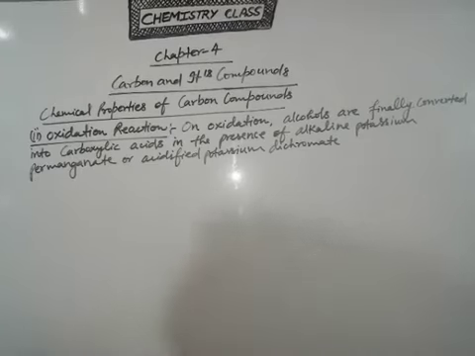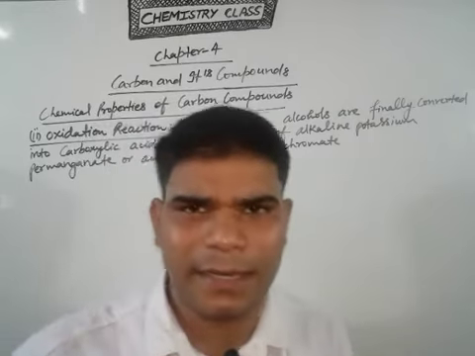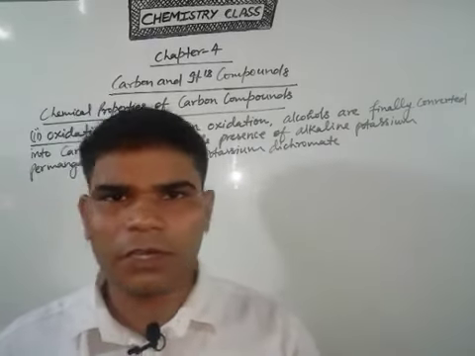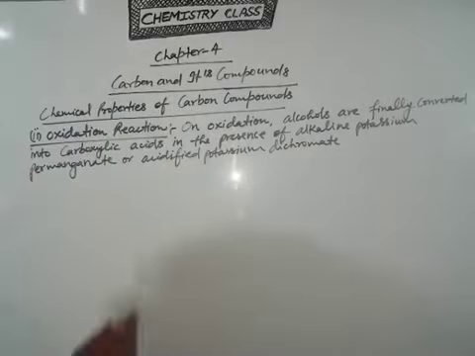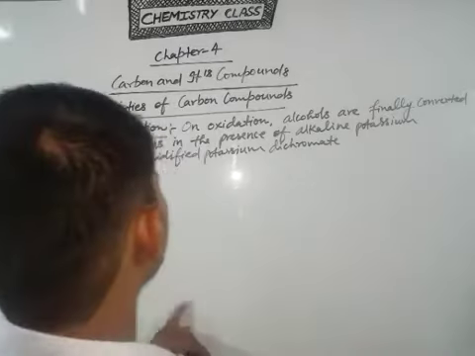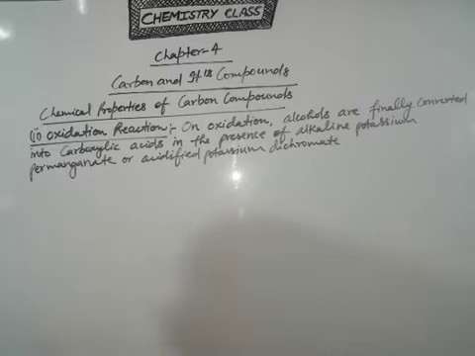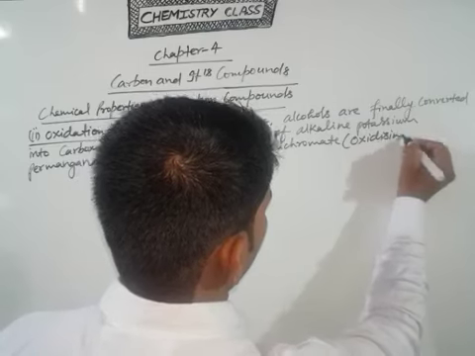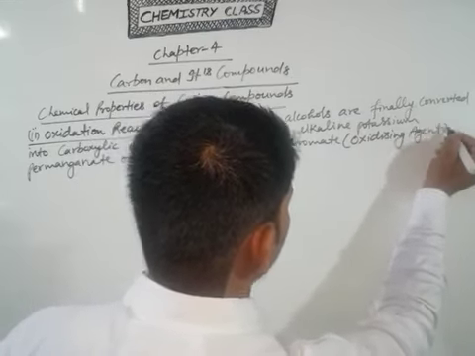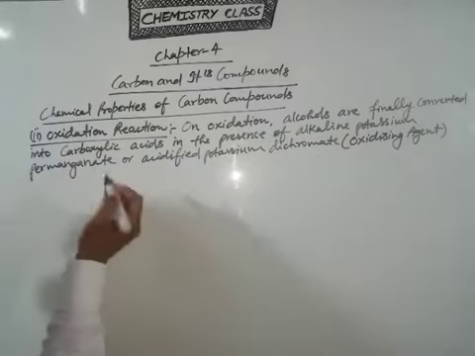Now come to the next reaction, which is the oxidation reaction. Oxidation simply means addition of oxygen atoms or removal of hydrogen atoms. That is the meaning of oxidation. So students, see here, in oxidation, alcohols are converted into carboxylic acid in the presence of alkaline potassium permanganate or acidified potassium dichromate. Both are oxidizing agents. So in this case, alcohol is converted into carboxylic acid.